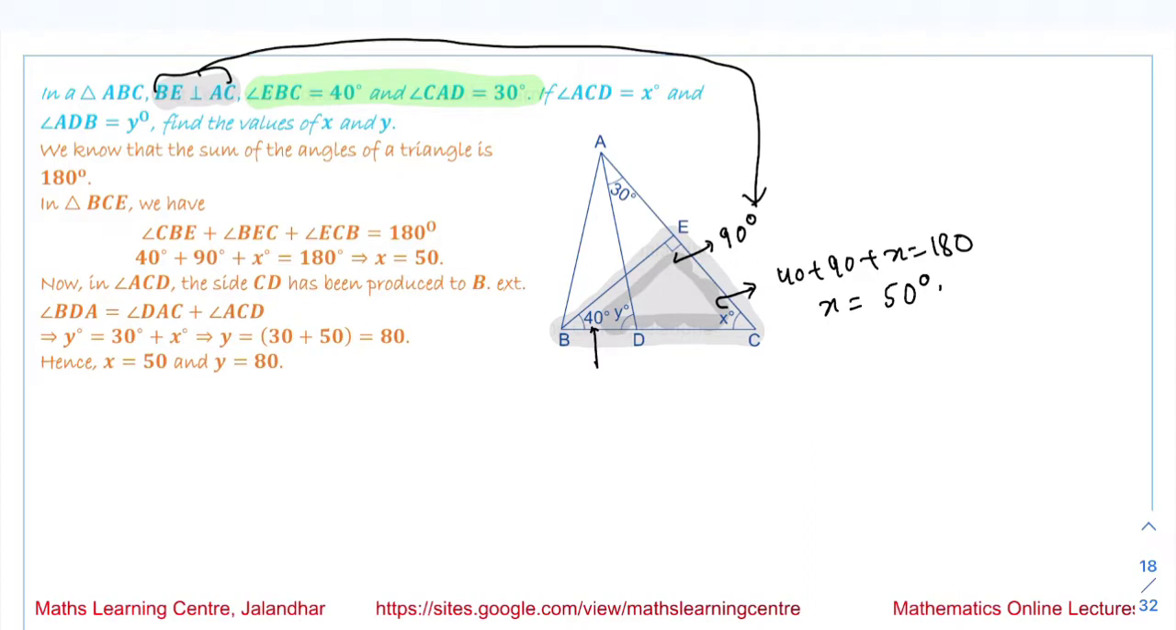Now if we look at the triangle over here, this is ADC.